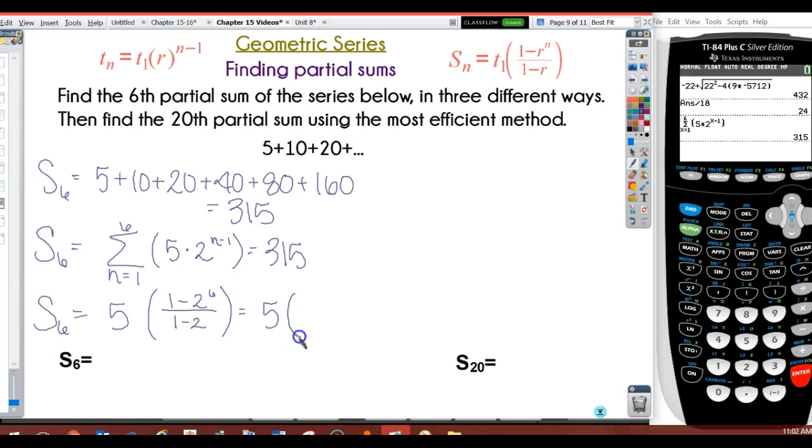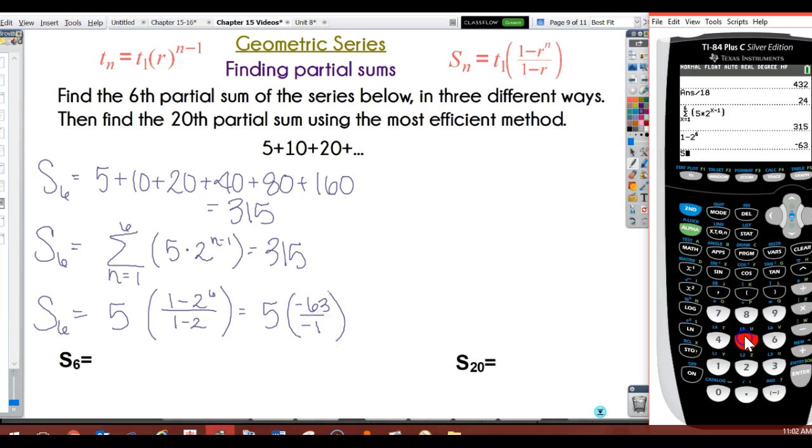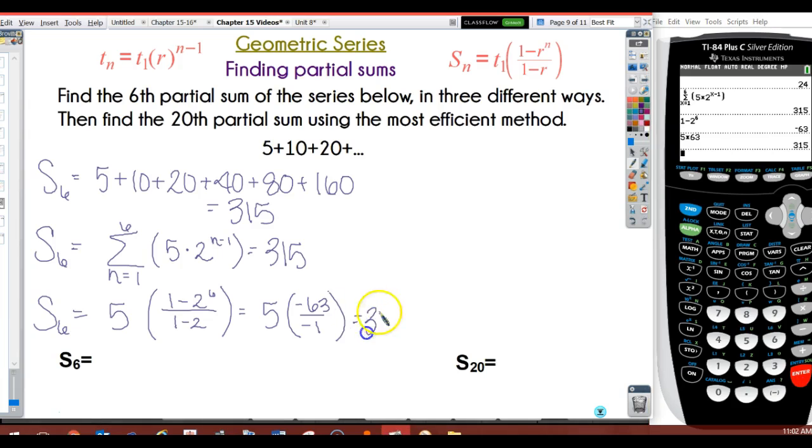So I will get 5 times, you take 1 minus 2 to the 6th, which is going to be negative 63. 1 minus 2 is negative 1. So negative 63 divided by negative 1 will turn into a positive. 5 times 63 will be 315 as well. So all 3 answers match. All 3 methods work just fine. However, these bottom 2 are going to be the most efficient methods, so you don't have to find every single term before you add them up.